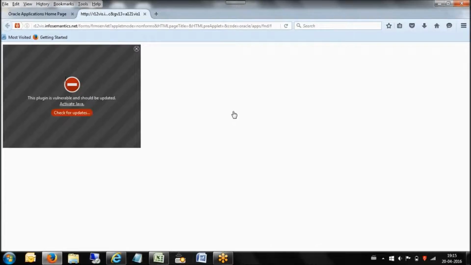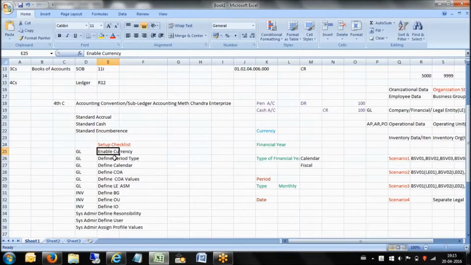So basically, we'll define currency, period type, calendar. We can do these three things.